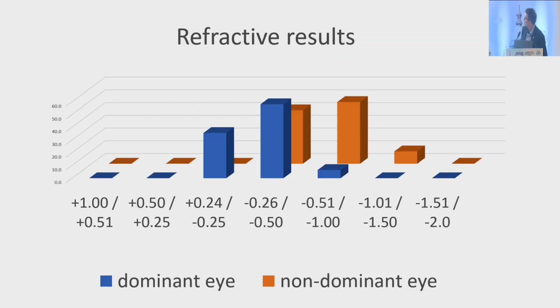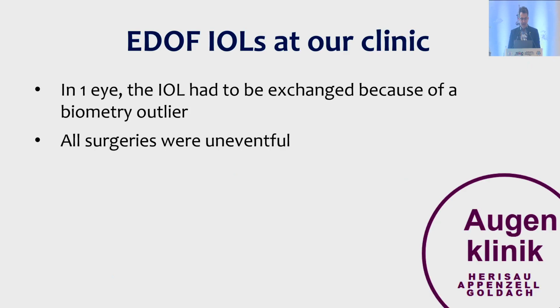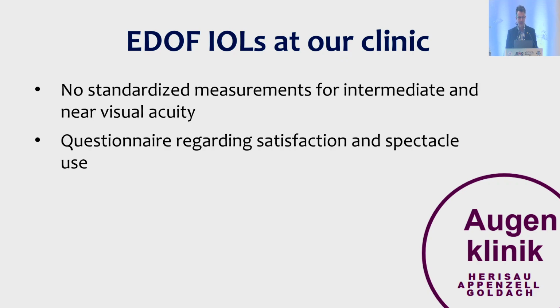The refractive results, as I mentioned, are very important. You see here in blue the dominant eye, which is mostly emmetropic, and the non-dominant eye, which should be a little bit more in the myopic range. In one eye, actually, we had to exchange the IOL 2 weeks after the first surgery because of a biometry glitch. It's very important that you achieve the correct refractive target, but all other surgeries were uneventful.